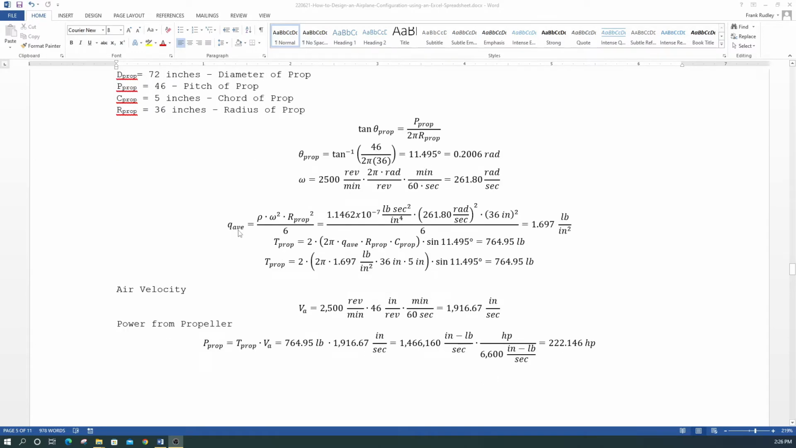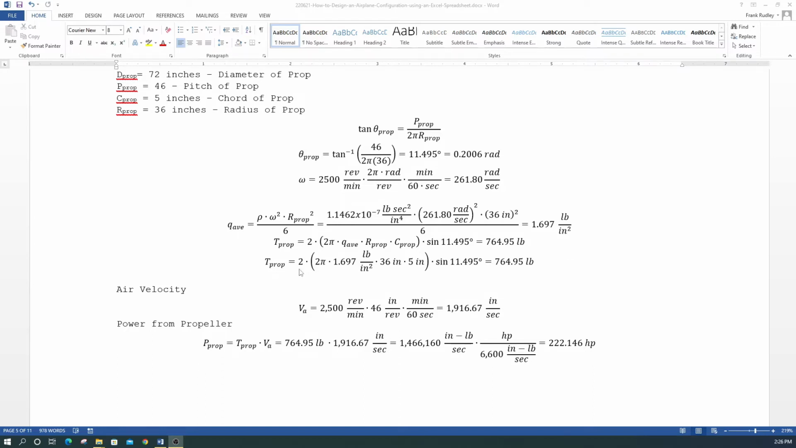So I came up with this equation. I'm going to give a video in the future about how to look at propellers and helicopter rotors, which will be helpful. I'm hopefully going to do another series on how to design a helicopter in a similar way to this. So anyway, there's an average Q, the dynamic pressure of the propeller. It's rho times omega squared times the radius of the prop squared over 6. So the dynamic pressure is 1.69 pounds per square inch of propeller.